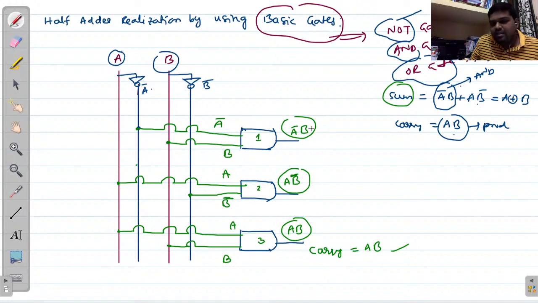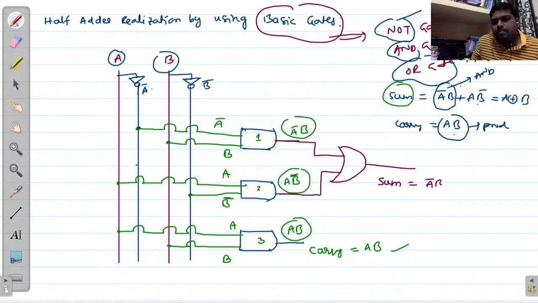So in order to add these two product terms, we require one OR gate. So here I am using an OR gate. Now I am providing A bar B as one input and AB bar as the other input. So finally, what is the outcome? The sum equals A bar B plus A B bar. This is your sum and this is your carry. So this entire thing is what? A half adder. This is half adder realization with the help of only basic gates.